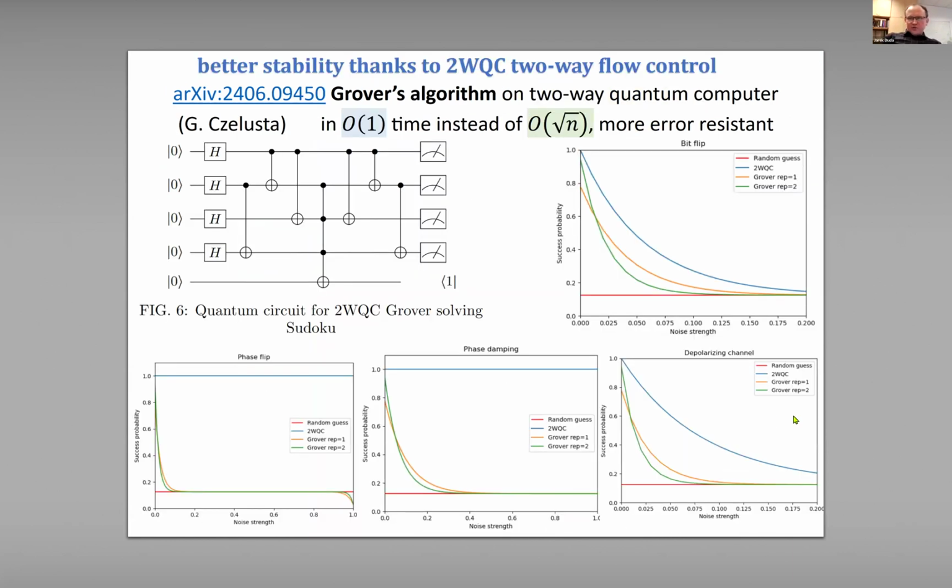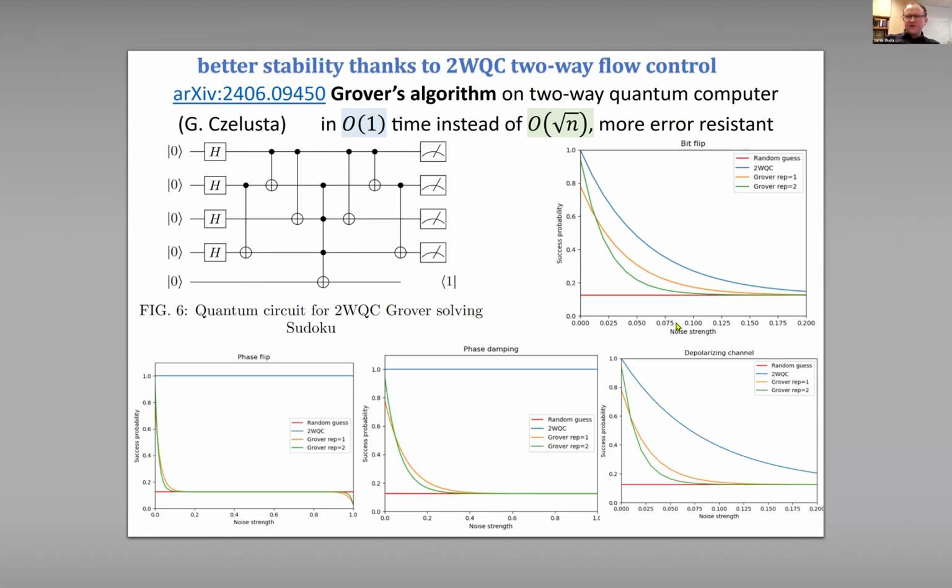Okay, so another approach is through Grover's algorithm. The standard one requires the square root of the number of possibilities. But for a two-way quantum computer, this article by Grzegorz Czelusta has shown that we can get down to constant time. So it's a huge improvement. Here is such a circuit. Here would be a standard measurement, and instead in a two-way quantum computer we can enforce it to 1. Thanks to that, he claims that we get to nearly constant time, and also noise dependence is much better.